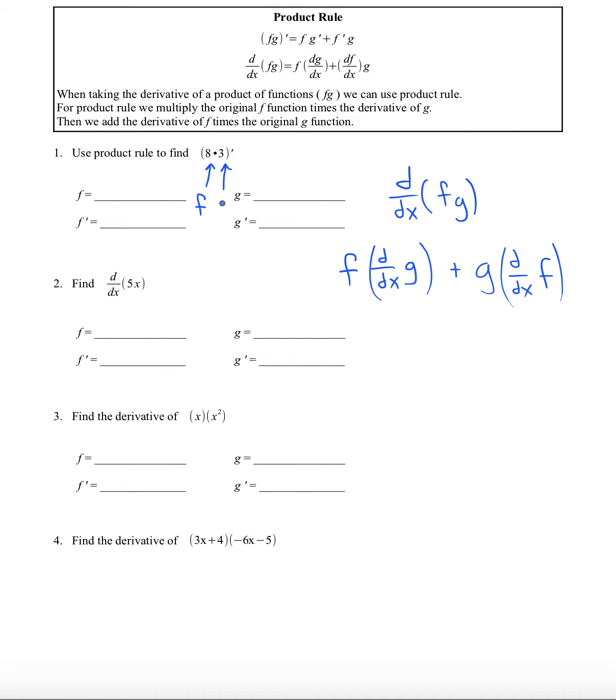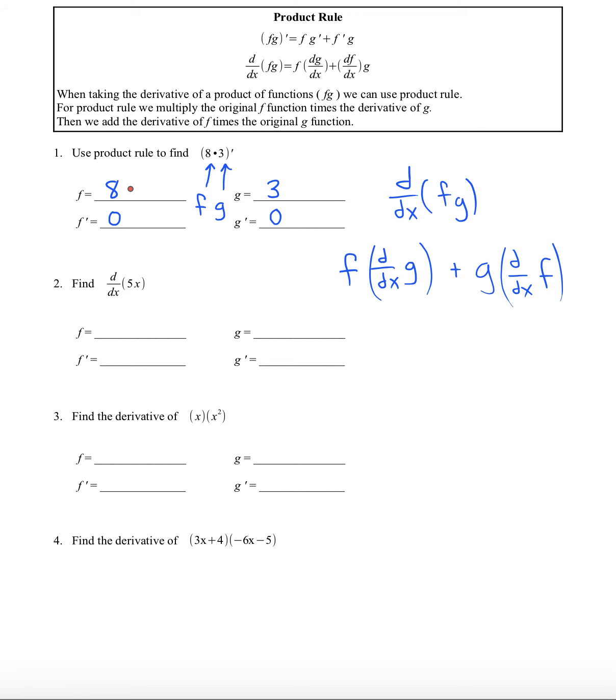Let's let the first thing be the f and the second thing is the g. So f is 8 and g here will be 3. Now we want to find the derivatives of each of those, which are easy to do here. They're both constants, so the derivatives will be 0. Now we want to plug it in to the formula.